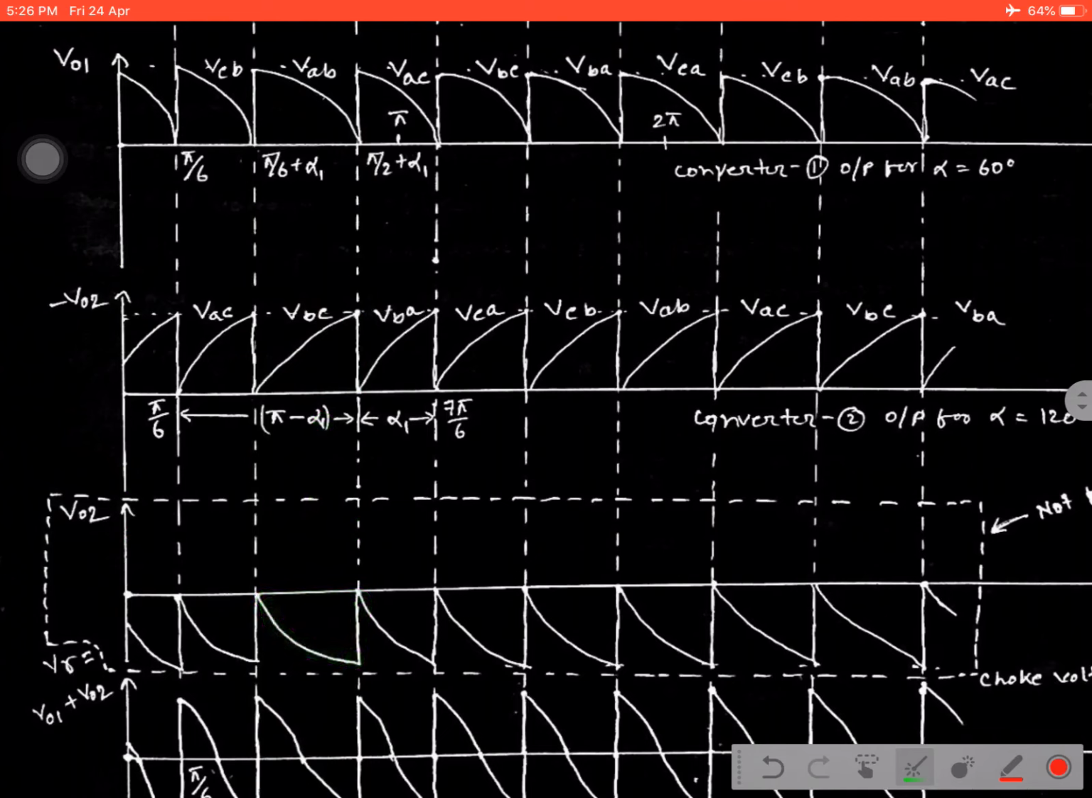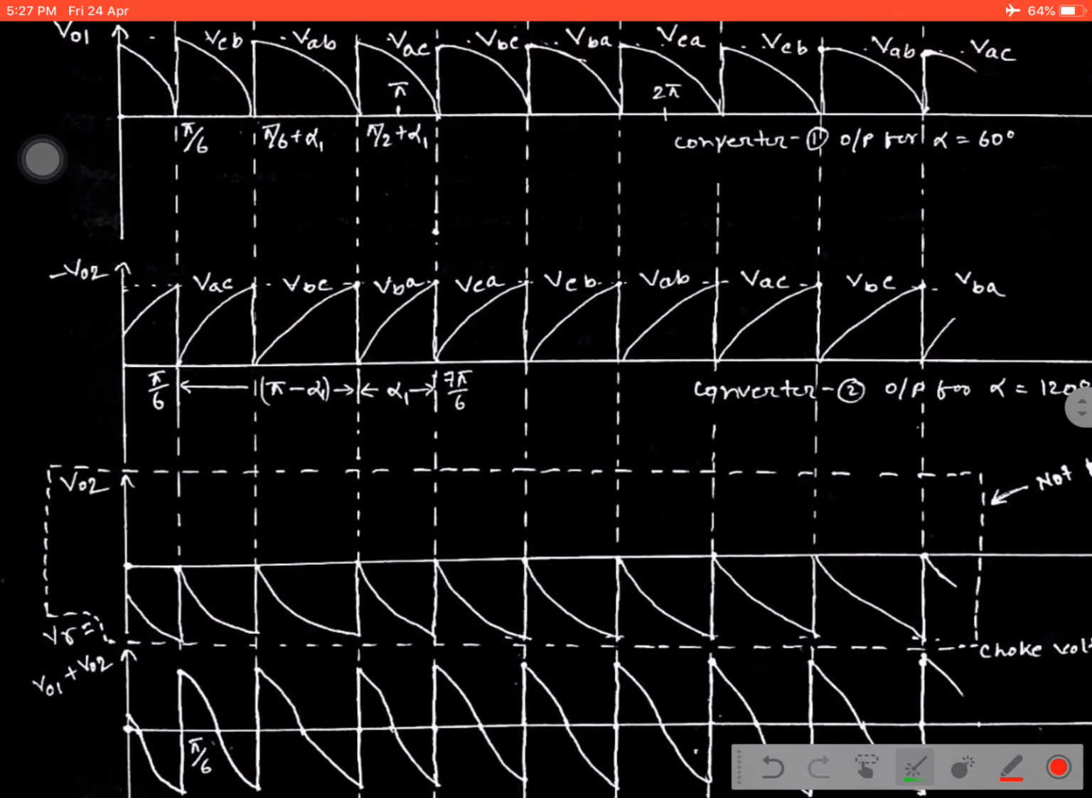Now we can add both rectified outputs from the two converters, as both are appearing across the load. That means to form the waveform of the instantaneous voltage difference, that is VO1 minus VO2, that means we can say VO1 plus VO2. So easily we can add these two waveforms, which will provide you the instantaneous voltage difference. That is well defined here.